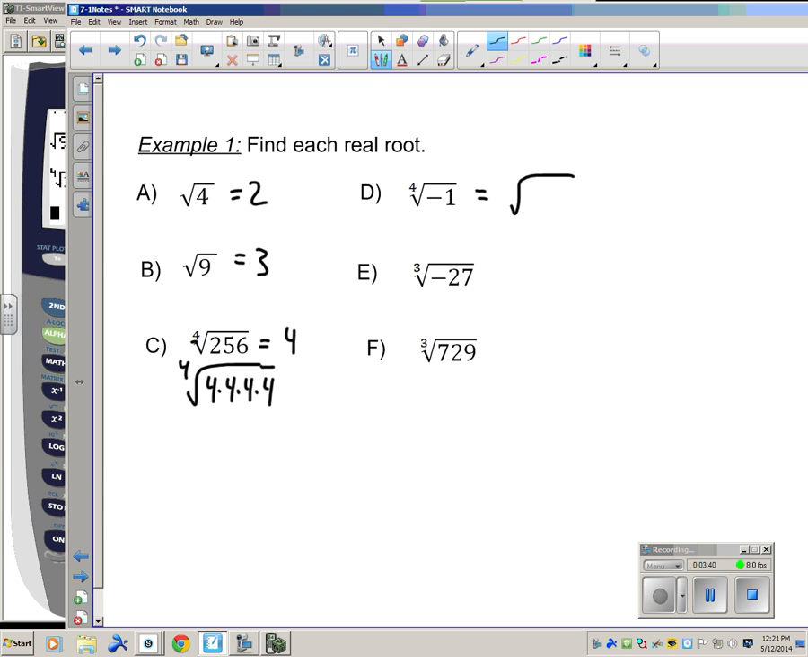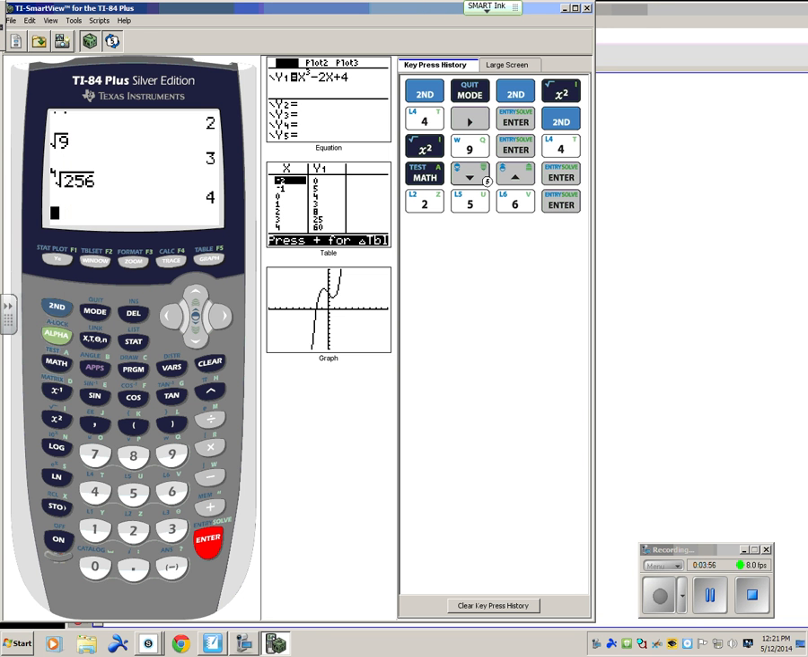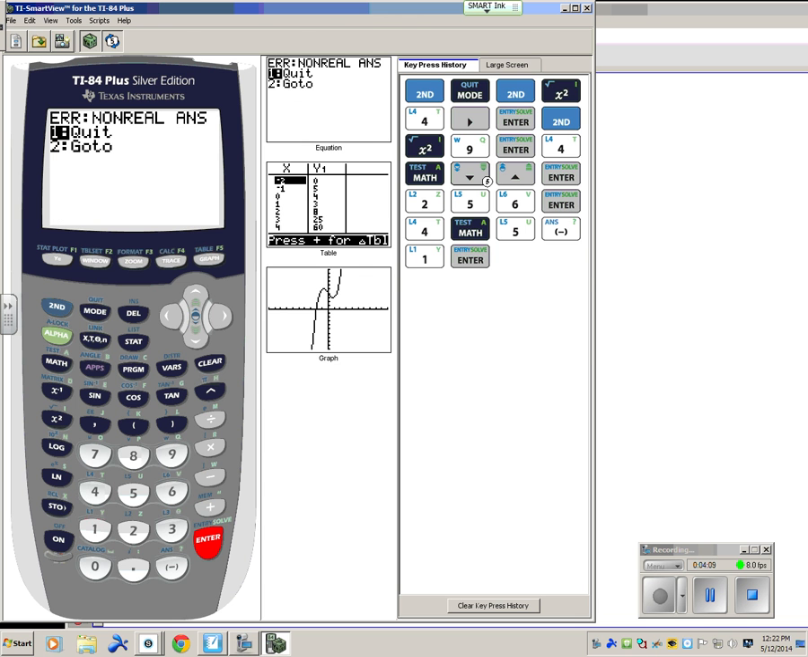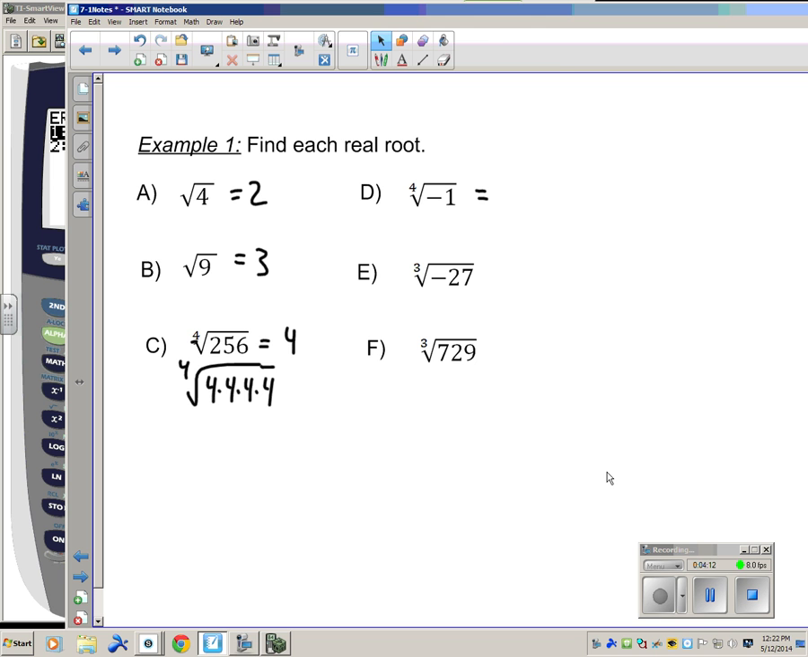Over here, the fourth root of -1. We could do that on our calculator. Let's try. I'm going to punch in 4, hit my math key, go down to number 5, put in -1, enter, and I should get an error on that one. The reason why is you can't take the fourth root of a negative, and you can't take an even root of a negative.